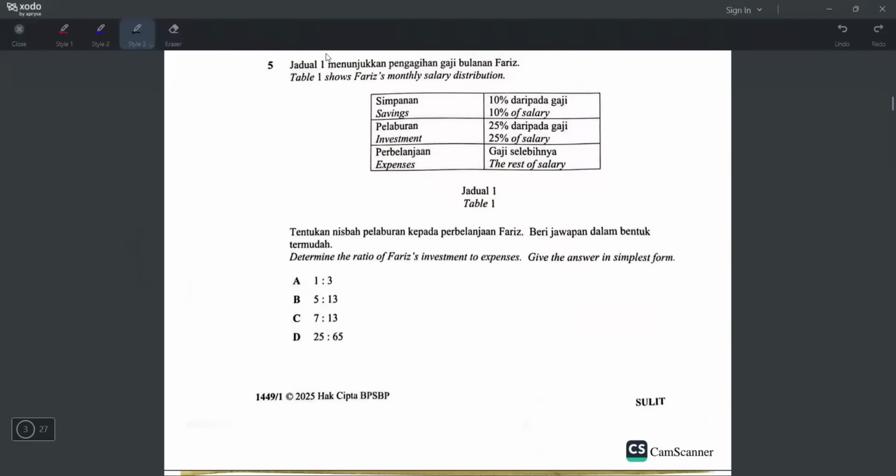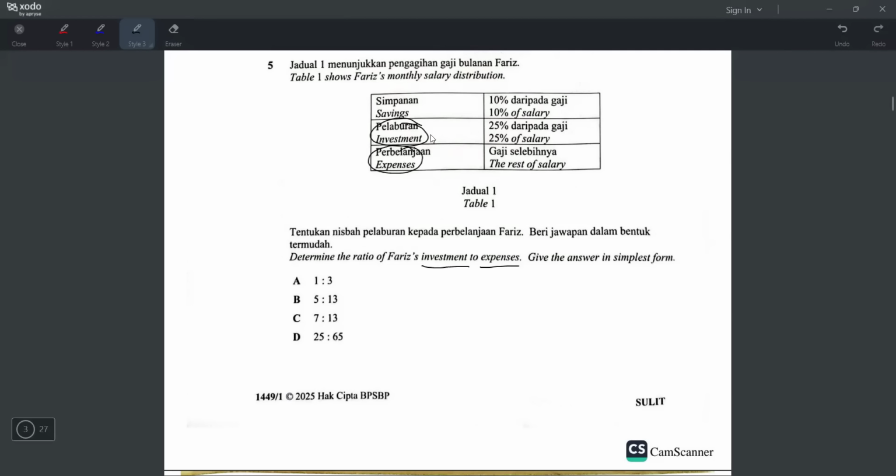Okay, number 5 now. Alright, what is this? Table 1 shows Faris' monthly salary distribution. So he has savings, which is 10% of the salary. Investment is 25% of the salary. Expenses is the rest of the salary. Determine the ratio of Faris' investment to expenses. Okay, investment is this one. Expenses is this one. Give the answer in simplest form.